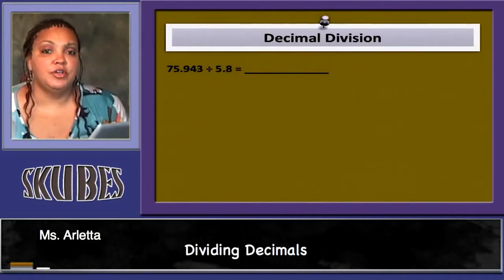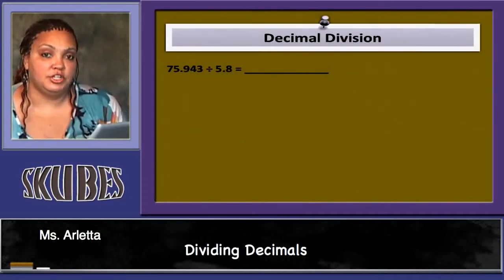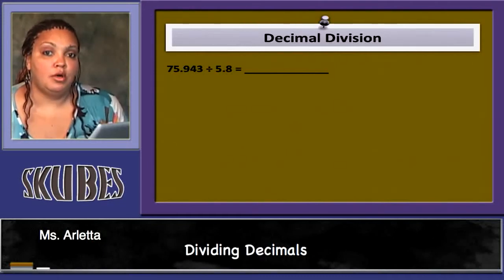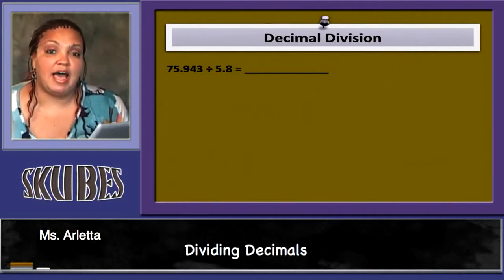Decimal division is very similar to long division. If you can do long division, you can do decimal division. The only extra step that you will take for decimal division is moving your decimals either to the right or left, depending on what your divisor is.